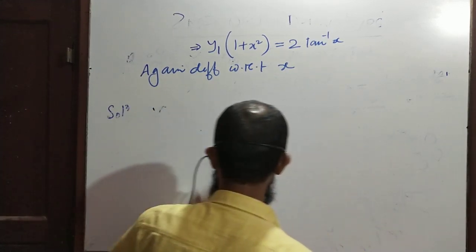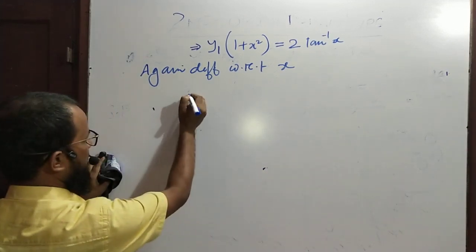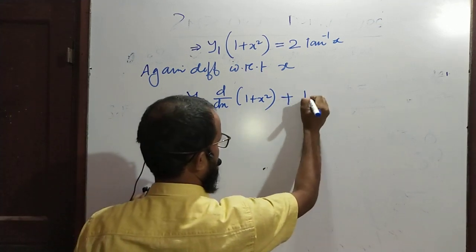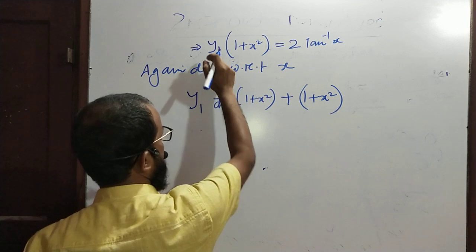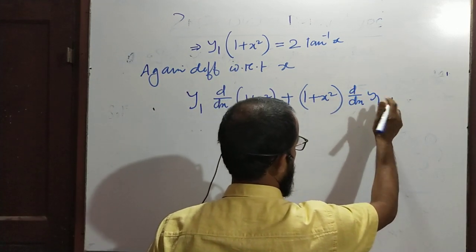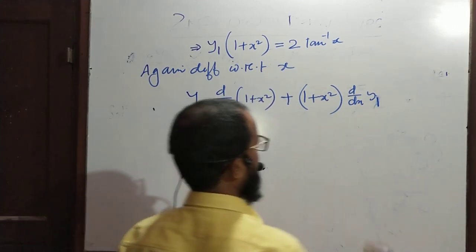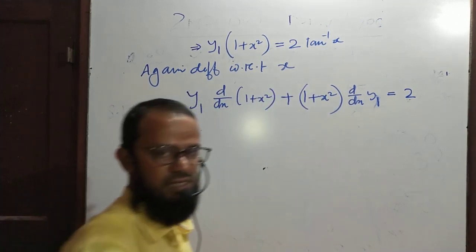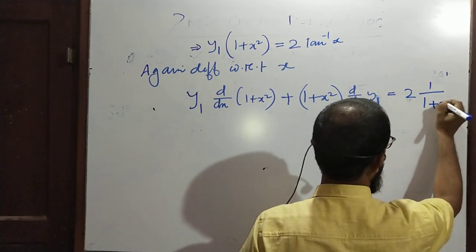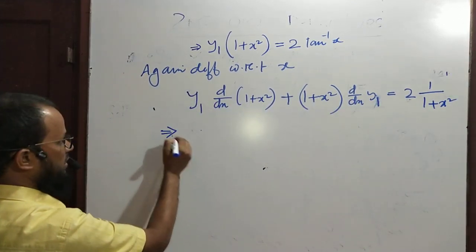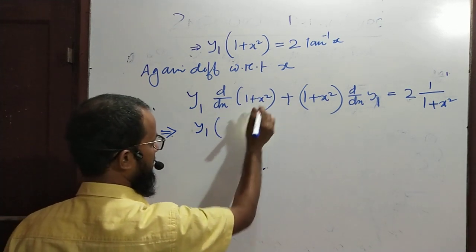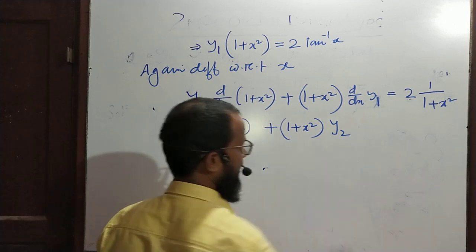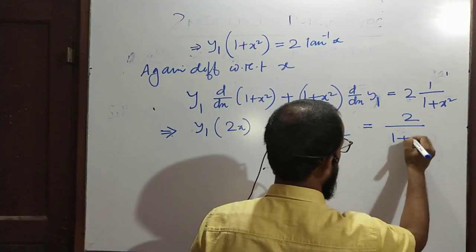So you can use d/dx of u into v. So what will happen? y1 into d/dx of 1 plus x square, plus 1 plus x square into d/dx of y1. d/dx of y1 is actually y2. If you write y2, then it will be better. I am just explaining, but in the examination write d/dx of y1 directly as y2, okay. And the right hand side, d/dx of tan inverse x is equal to 1 by 1 plus x square, so it is y1 into d/dx of 1 is 0, and d/dx of x square is twice x, plus 1 plus x square into y2, which is equal to 2 by 1 plus x square.